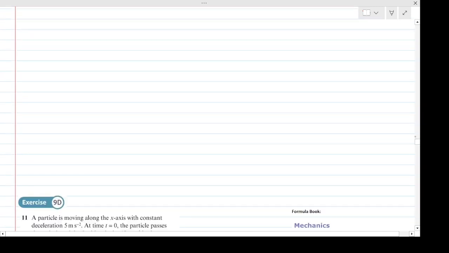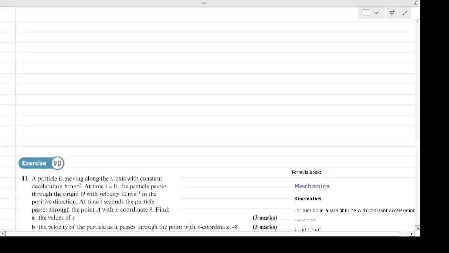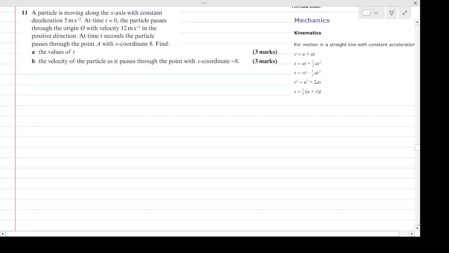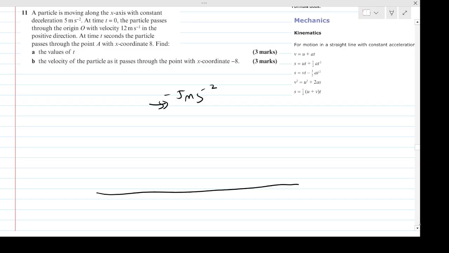Okay, so we're going to look at some exercise questions then. Right, so here we're told a particle is again moving on this x-axis. Again, a fancy sort of name for a line, essentially. It's on the line, on the x-axis, with constant deceleration 5. So again, the acceleration is 5, but negative 5, because it's a deceleration.